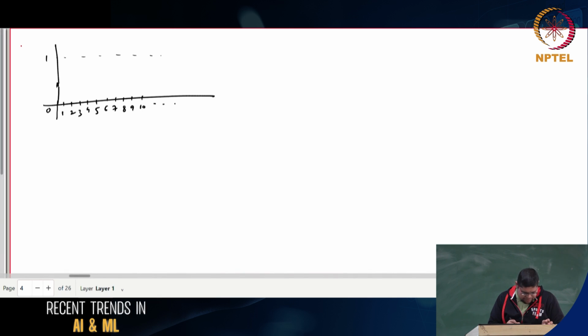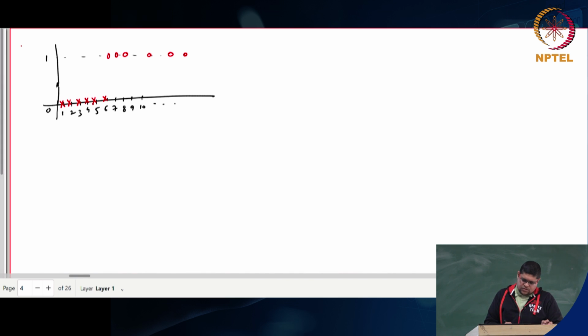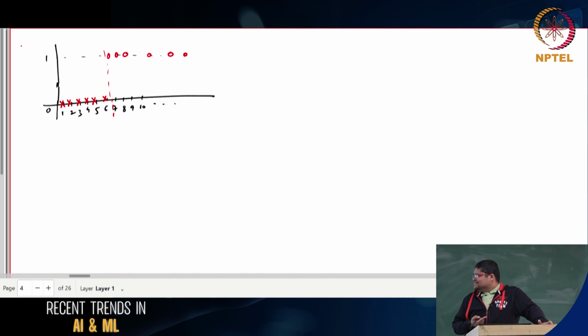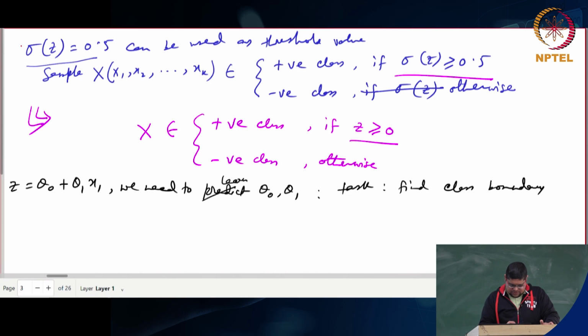So here I have samples, say 1, 2, 3, 4, 5, 6, and here also I have some samples, maybe in this one. Okay. So here you can think of some decision boundary maybe at 7. If you can plot, you can think of this one. But from this formula, how will we define it? How will we calculate?